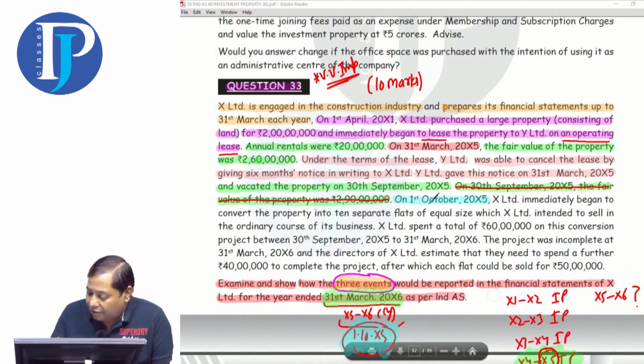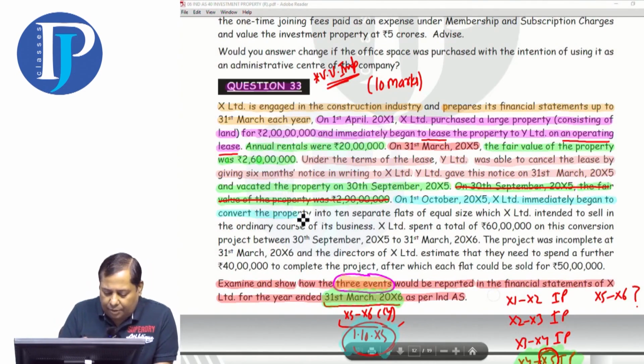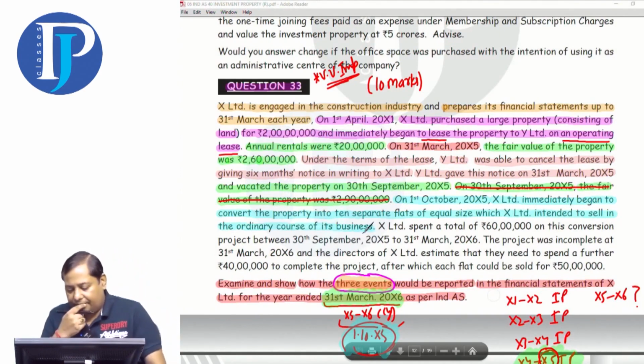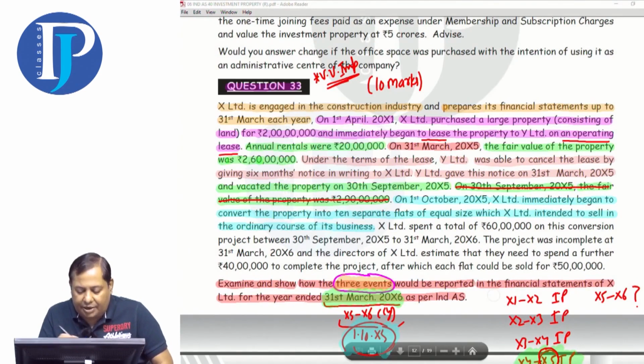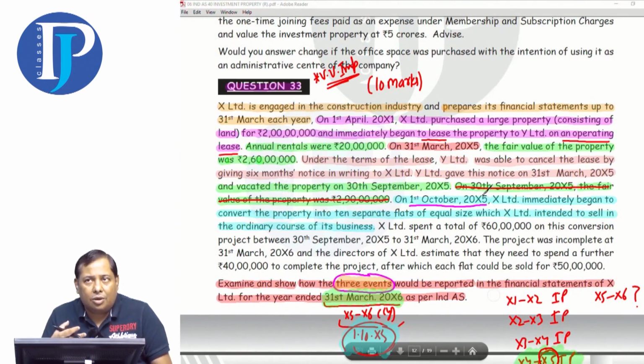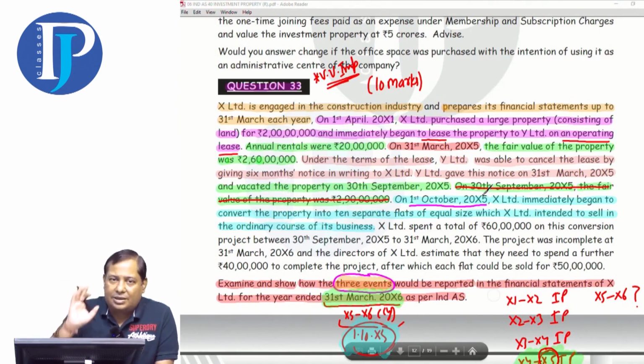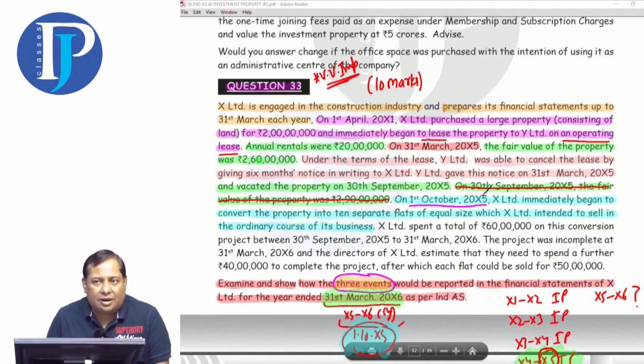Let's read further. 1st October X5. X Limited immediately began to convert the property into 10 separate flats of equal size, which X Limited intended to sell. So in the ordinary course of business here, our intention changed on October 1st. On 1st October, we decided that we will develop this land by building 10 flats and sell them. Now this will go in Ind AS 2. You will have to apply the transfer case.